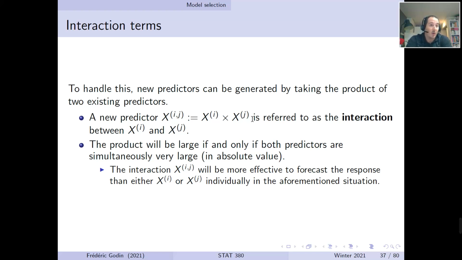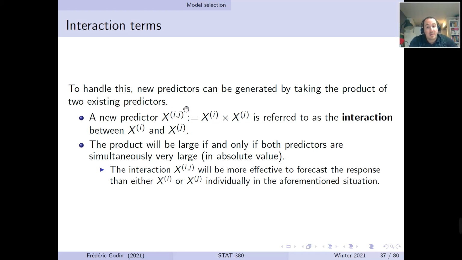Because if the slope for xi is positive, for example, you will have high predictions when xi is 1 and low predictions when xi is -1. So you won't be able to capture the case that you will have high predictions when both xi and xj are low, or -1. Conversely, when you have the xij term, if xi and xj are both 1, then the product will be 1. If xi and xj are both -1, the product will also be 1.